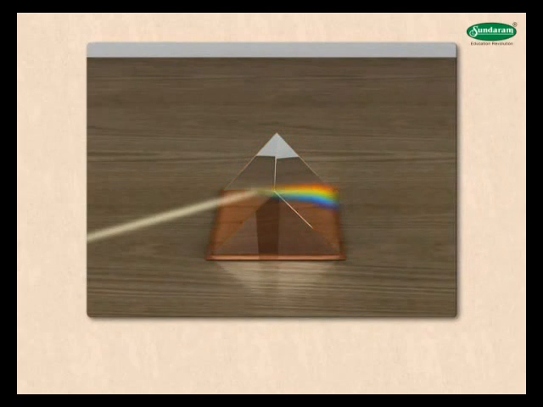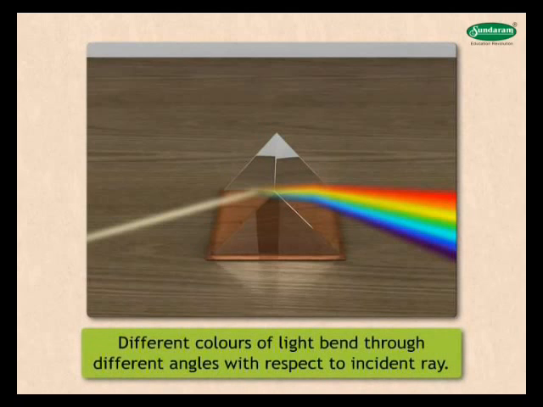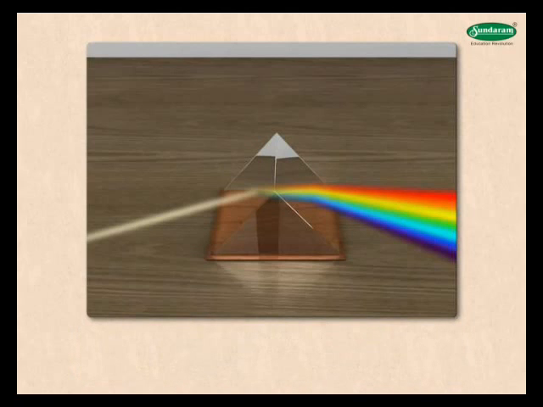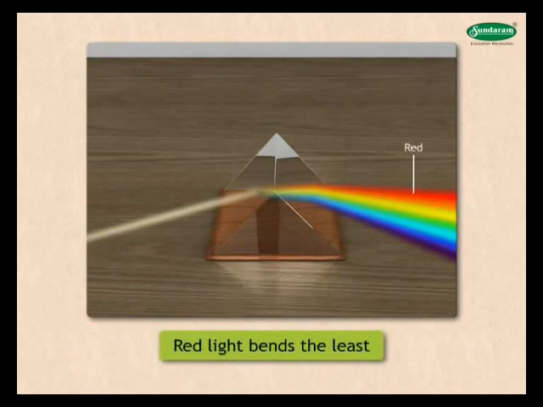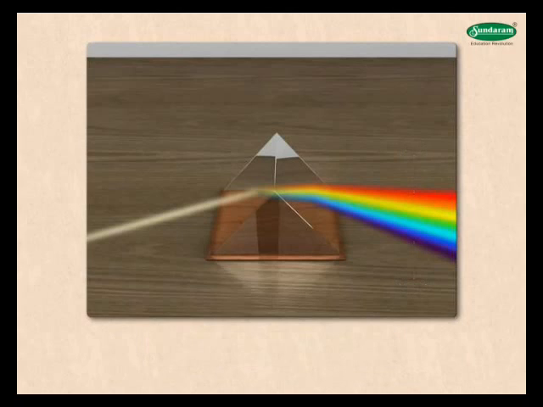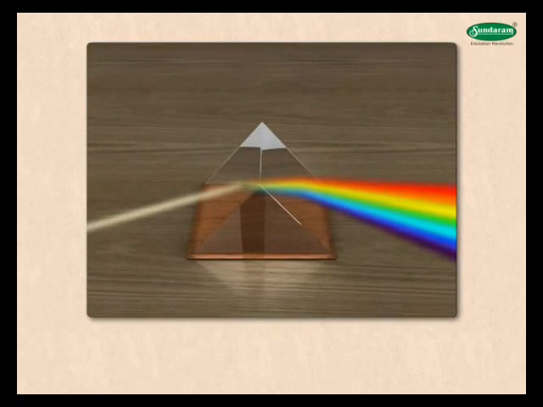When white light is dispersed into 7 colors by a prism, different colors of light bend through different angles with respect to the incident ray. Out of these 7 colors, red light bends the least, while violet light bends the most. So the rays of each color emerge along different paths and become distinct. Hence we get a spectrum of 7 different colors.